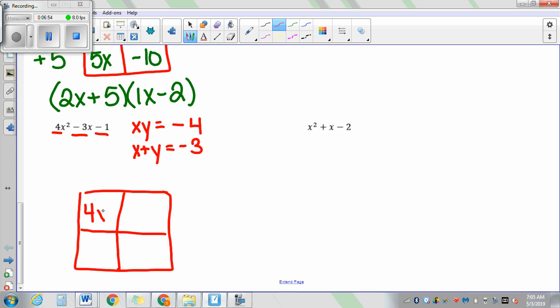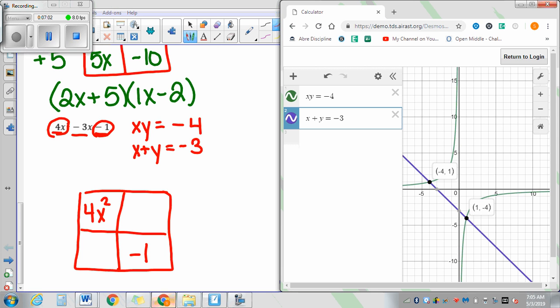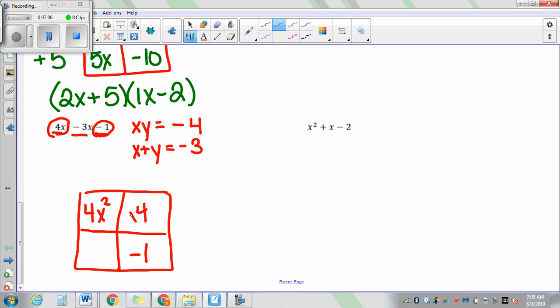So I've got 4x squared and negative 1, right? And those two come from here. And then the two numbers that I chose were negative 4 and positive 1. So negative 4x, and positive 1x. And then I'm going to pull out greatest common factors.